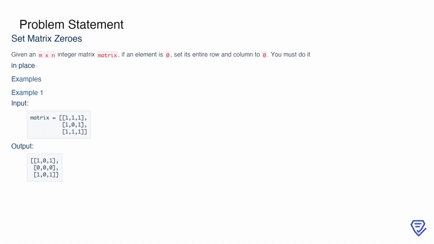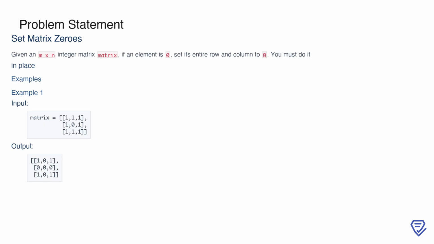In this problem, you are given an m by n integer matrix, and your task is to modify it such that if any element in the matrix is 0, you set its entire row and column to 0. Importantly, this modification must be done in place, meaning you cannot use extra space for another matrix to store results.